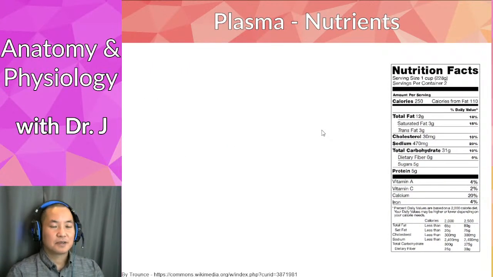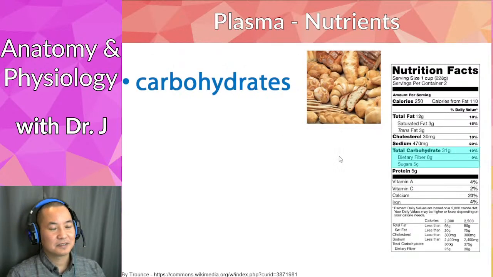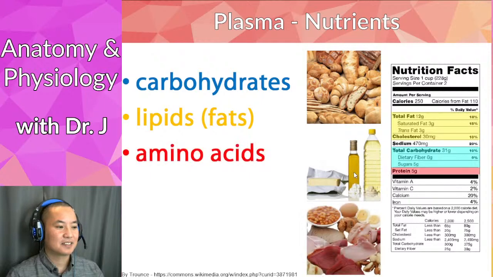Okay, so nutrients. What are the nutrients? Well, remember when we talked all the way at the beginning of last semester about the macromolecules, and this includes our macros. And what are our macros? Well, you know about carbohydrates, lipids, amino acids. So you're going to have carbohydrates such as glucose.